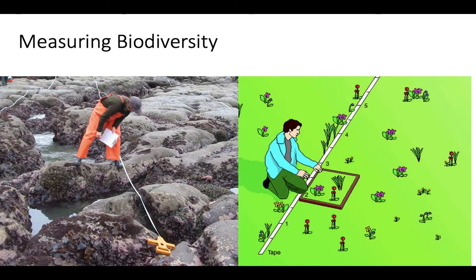Okay, and last thing I want to talk about is how we measure biodiversity, right? How do we know that there are 2 million species on the planet? And how do we know that there are 333,000 species of beetle? Well, we have to measure it somehow.